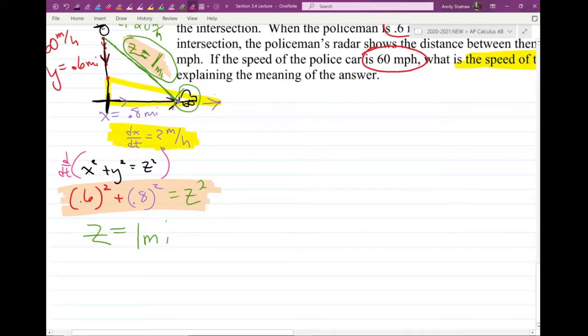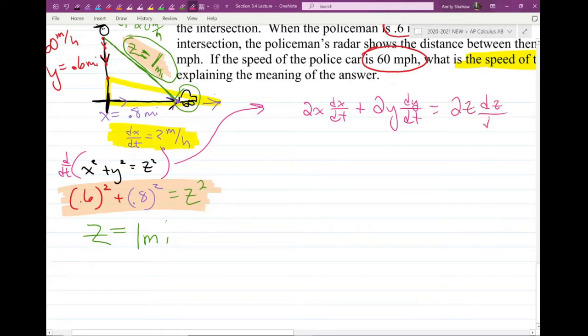Well, in hot pink here, I did need to take the derivative. So applying a derivative to x squared, I should get a 2x and a dx dt. And applying the derivative to y squared, I should get a 2y dy dt. And when I take the derivative of z squared, I should get a 2z dz dt. I know everything except for which one? Which one do I not know? This one. Here. That's the only thing that I don't know.